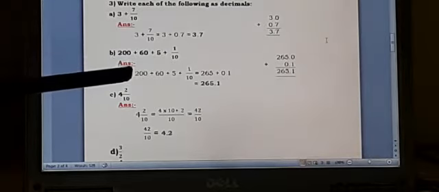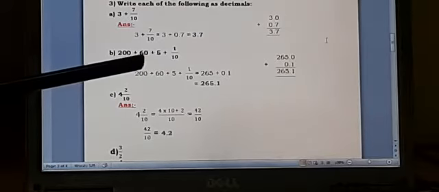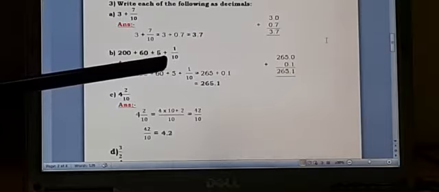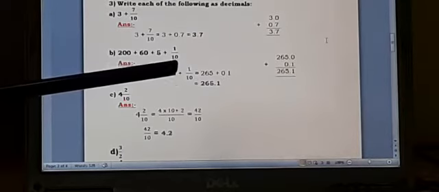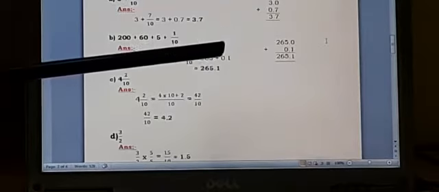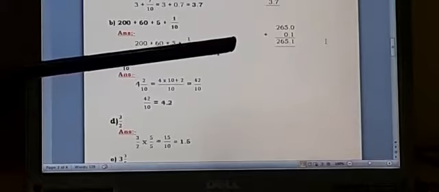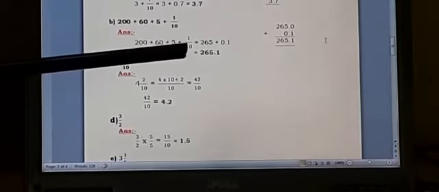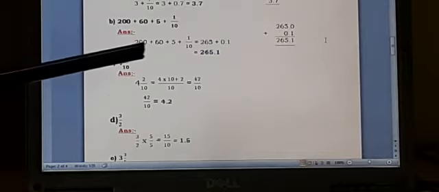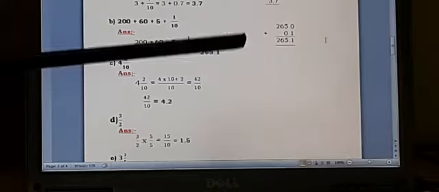Next question, 200 plus 60 plus 5 plus 1 by 10. So 200 plus 60 plus 5, normally we write the expanded form, no? Like that we can make it a standard form. So 265 is a whole number. 1 by 10 we can write as a decimal, 0.1. Already I have told you, according to the 0 we have to keep the dot in the numerator from the right side. So the answer is 265.1.